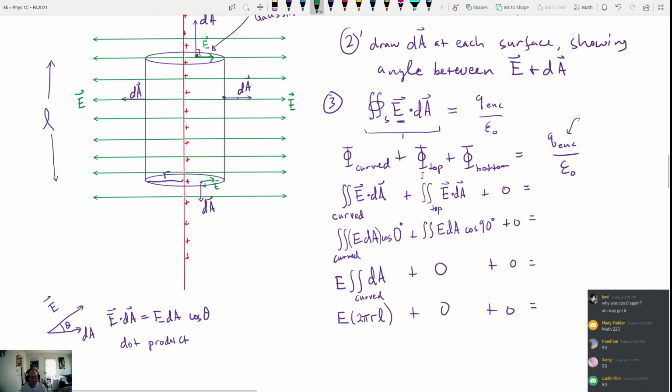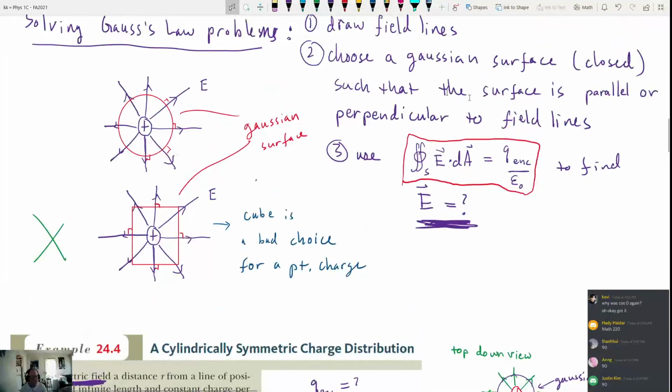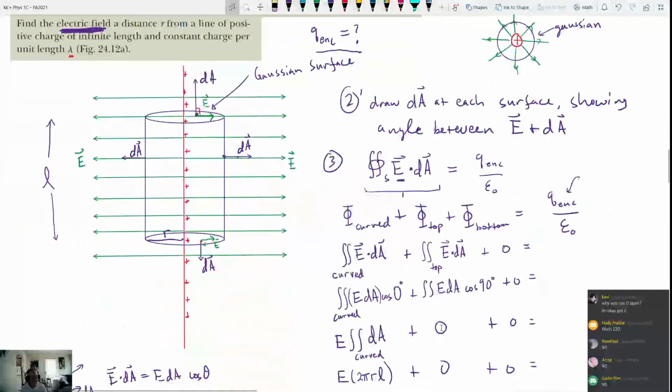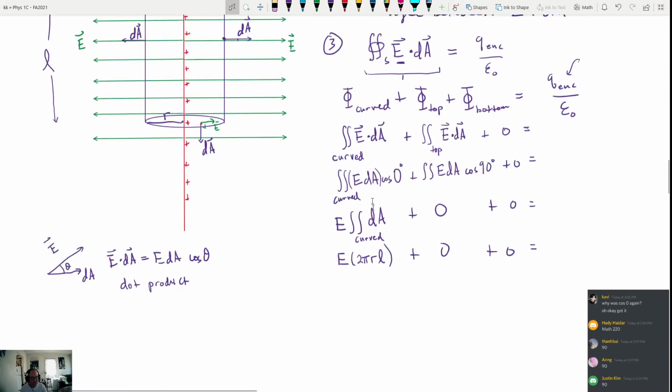That's the reason why step 2 exists. Choose a Gaussian surface such that the surface is parallel or perpendicular to the field lines. It allows us to vastly simplify doing this integral, right? To just turn it into E dA cos theta. Now we have just scalars. And then very commonly what we end up doing is we just pull the E out of the equation because the electric field is uniform over the surface of the object that we're looking at.